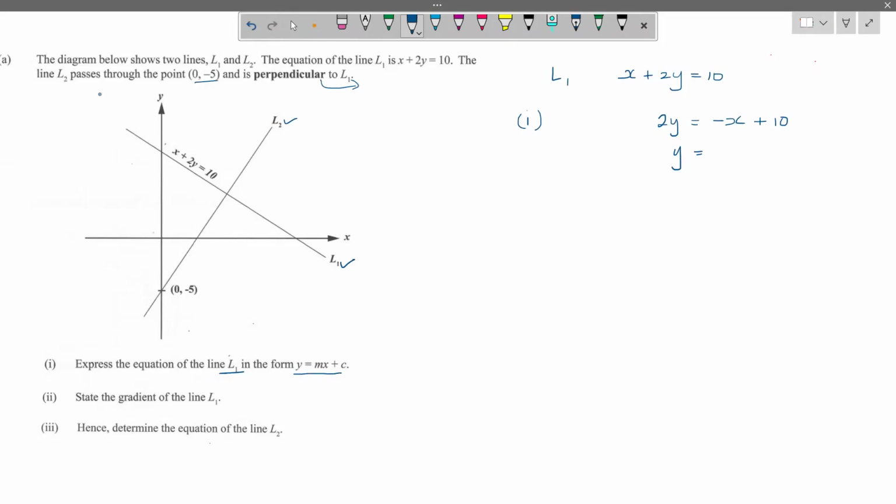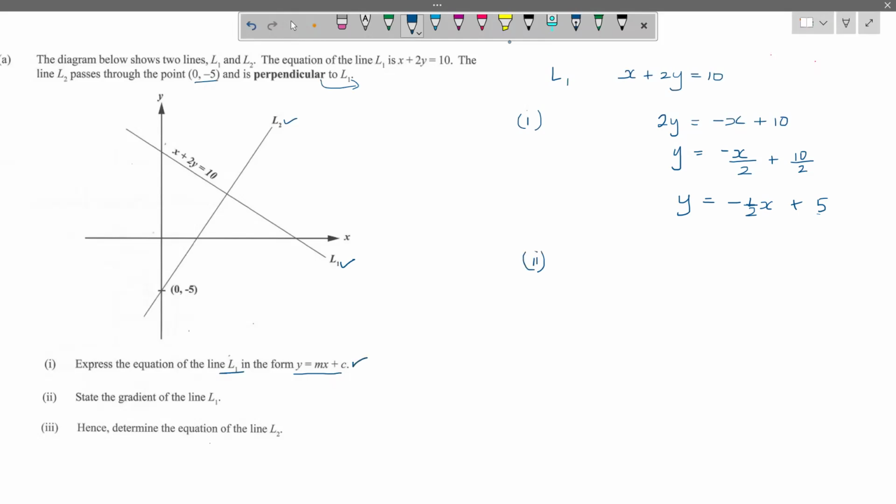Now remember, moving the 2 across the equal sign, both the negative x and 10 have to be divided by the 2. So negative x divided by 2 and 10 divided by 2. So we will write this as negative a half x, right? We just pull the x out of there, and 10 divided by 2 will give us 5. So this is in the form y is equal to mx plus c, right? Remember, to divide by 2 is like to multiply by a half. This is why I have negative a half x here, right? So we've completed this part.